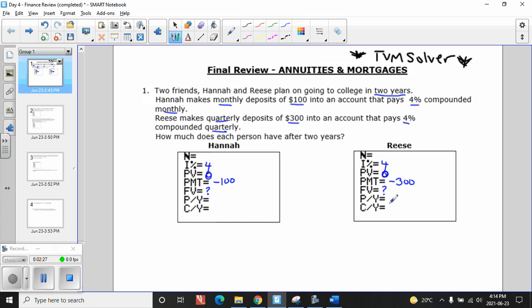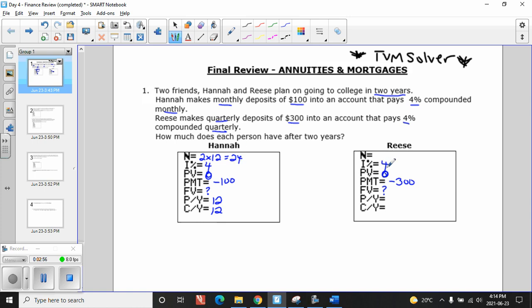And then we have to look for the details about the paying and the compounding. So Hannah is making monthly deposits, so 12 per year, into an account that pays interest compounded also monthly. And with that, we can go back to the top and figure out how many payments she's going to make. 2 years, making 12 payments per year. That's going to be 24 payments in total.